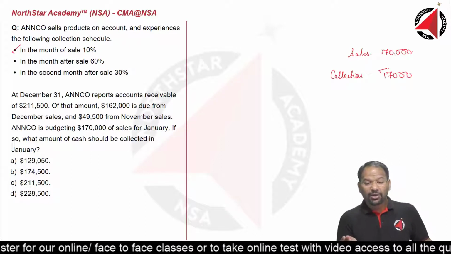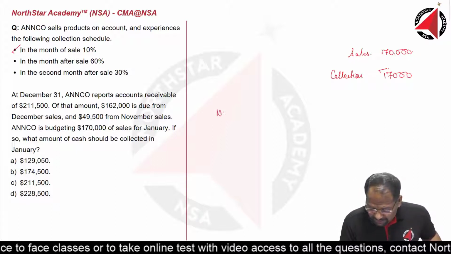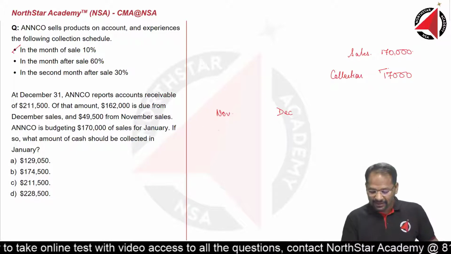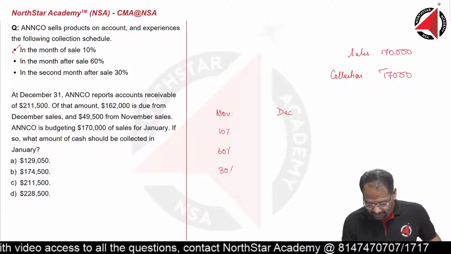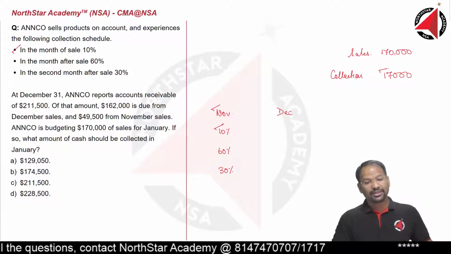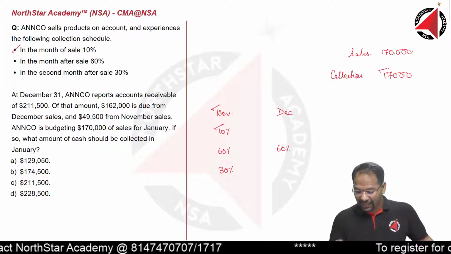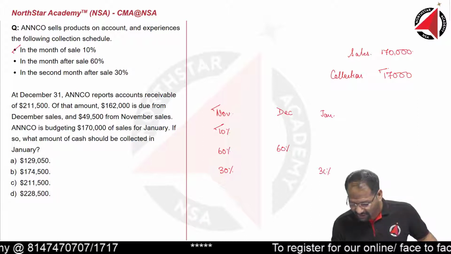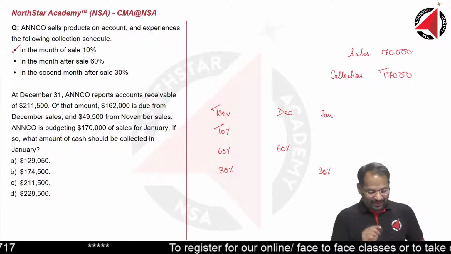Now how about November and December sales? Let's write that. November sales and December sales. The collection pattern is 10%, 60% and 30%. Whatever we have sold in November, 10% must have been collected in November, 60% would have already been collected in December, and how much will be collected in January? In the month of January, this 30% shall be collected.